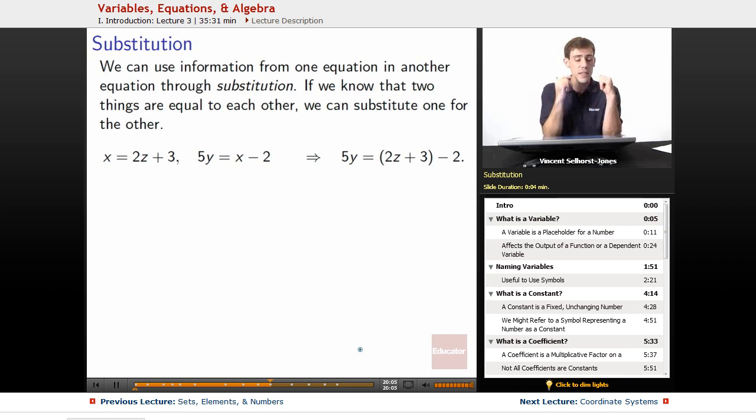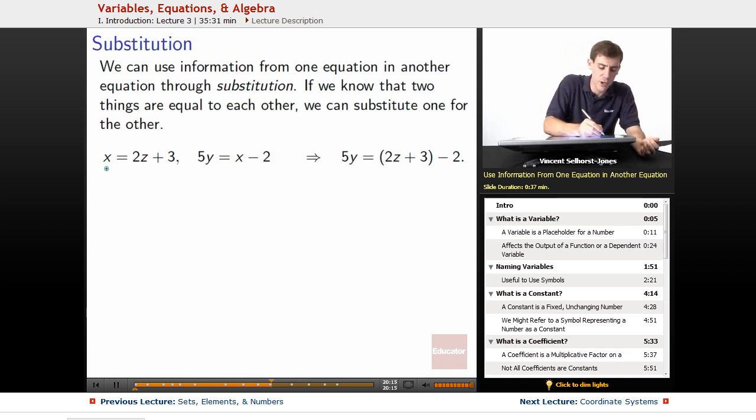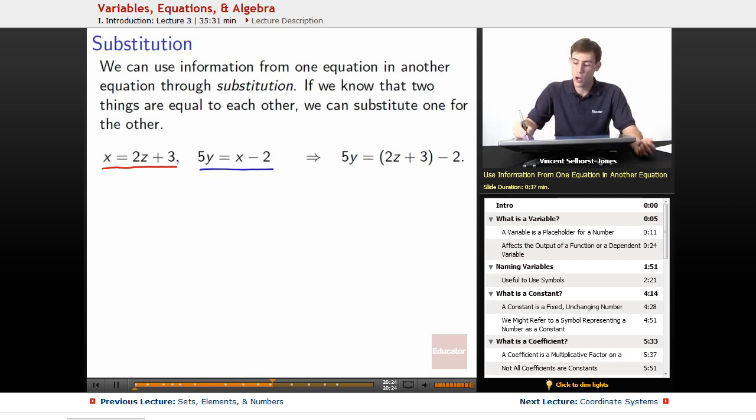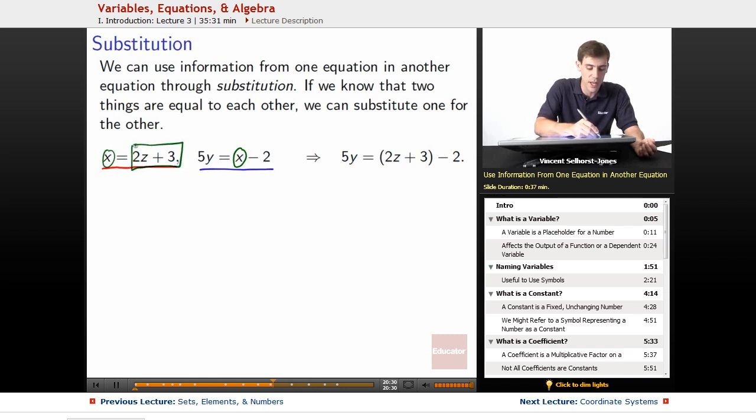Substitution. This is a really important idea in math. We can use information from one equation in another equation through substitution. If we know that two things are equal to each other, we can substitute one for the other. For example, if we know that x is equal to 2z plus 3, and we also have this equation that 5y equals x minus 2, well, we can go, oh, hey, look, right here I've got an x, and I also know that x is the same thing as saying 2z plus 3.